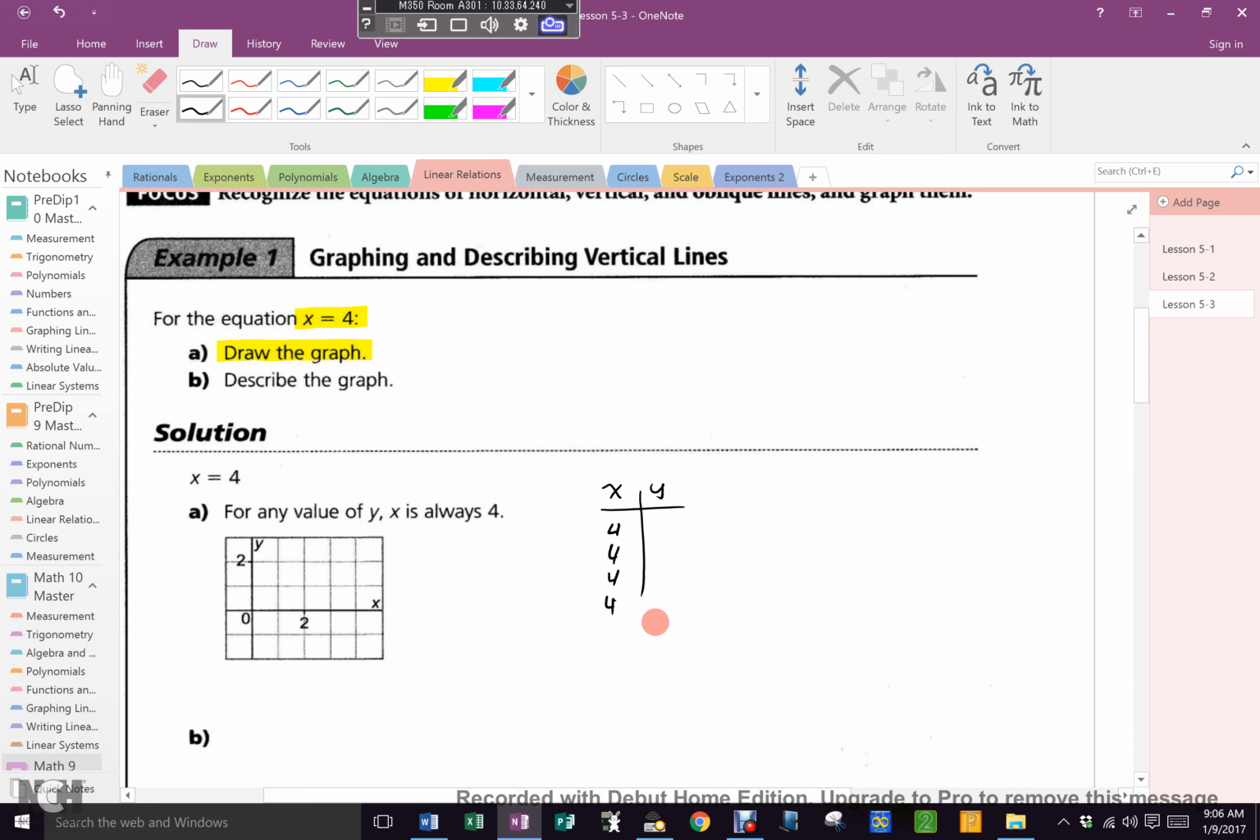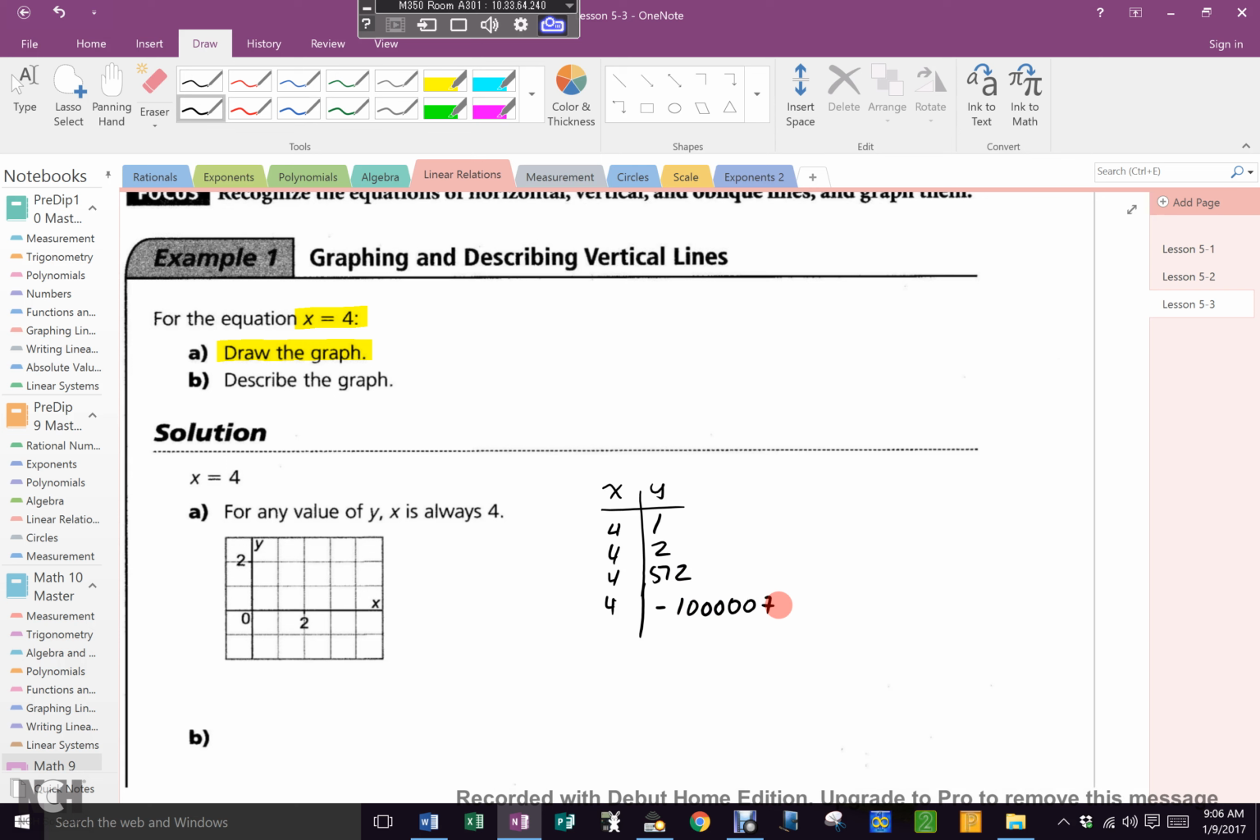Does it matter about the Y? No, because no matter what Y we have, what's X? 4, right? So if Y was 1, what would X be? 4. If Y was 2, what would X be? 4. If Y was 512, what would X be? 4. If Y was negative 1 and 7, what would X be? 4. So now let's go over to our graph and put a dot where X is 4.